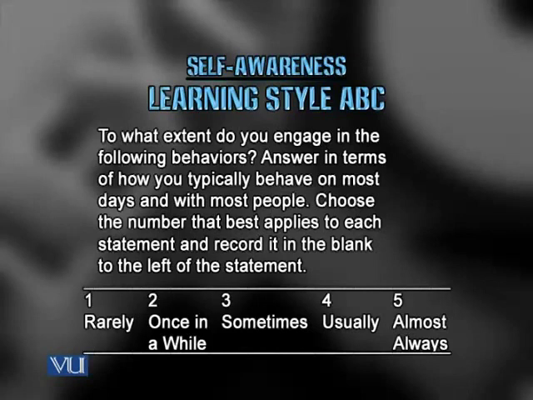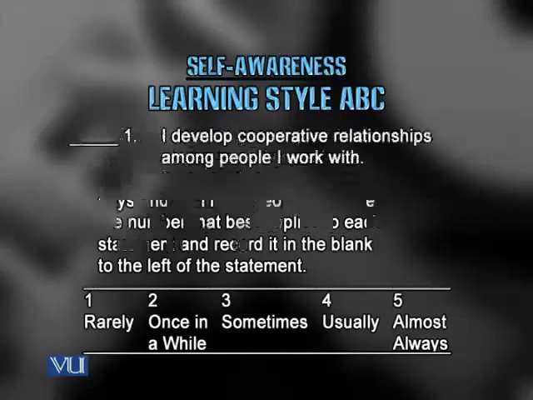And on a scale of 1 to 5, 1 is that you never use this way of dealing with people. And 5 means almost always you engage in this behavior. So scale of 1 to 5, choose the number which applies to you for that statement. Some of you may have answered it already and have the score. And those who have not, please do it now. So we learn what is your preferred learning style.